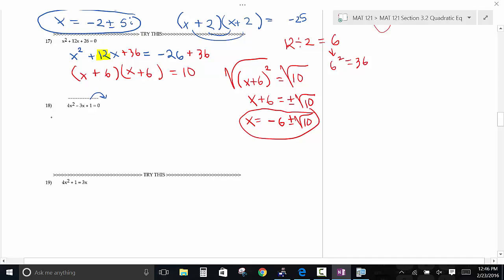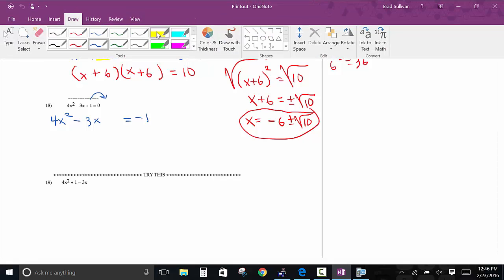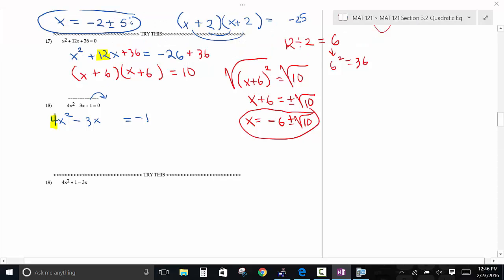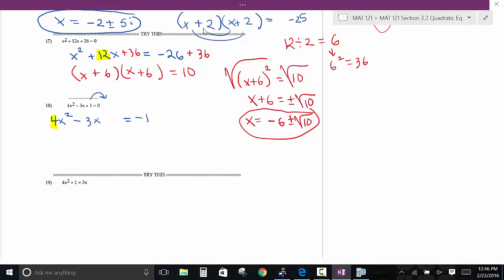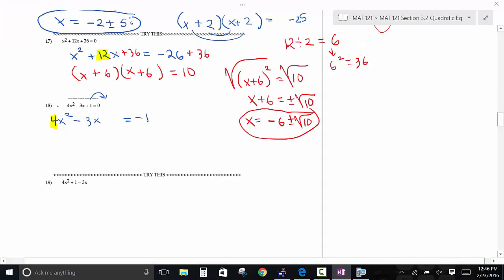You're going to start by moving the constant term to the other side. So that'll become negative 1. Now here's the slight twist to this problem. Notice that you have a number in front of x squared. Okay? If you have a number that's in front of x squared, then you have to get rid of it. If I want that 4 to go away, how do I make it go away? Good, I divide by 4. You have no choice. And when you do this, you're going to divide everything by 4.